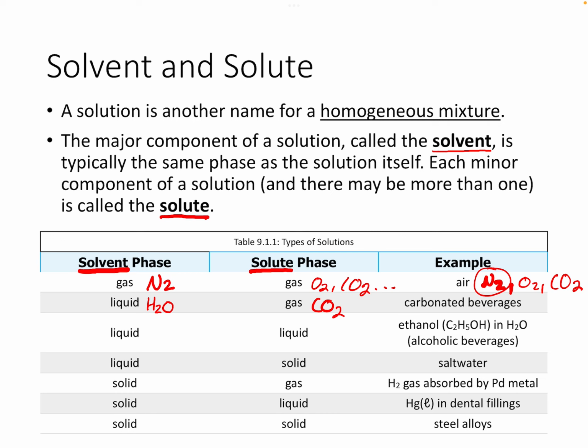So typically in carbonated beverages, the gas is CO2. And then we could keep going. For example, alcoholic beverages are composed of ethanol in water. So water would be the solvent. It's present in a larger amount, hopefully. And then ethanol is the solute. And then down below, we actually have dental fillings that might contain something like mercury or whatever alloy it's made of. So there's all sorts of different solutions that we can make.